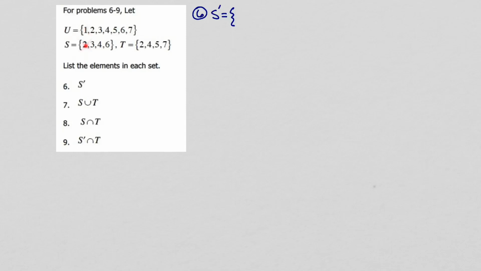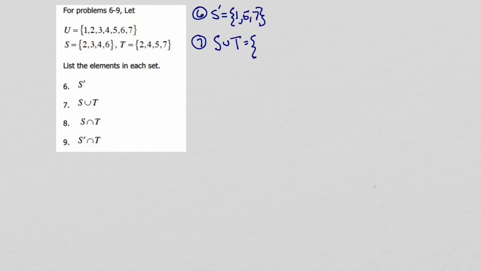Well, what do you not see in here? 1, 2 and 3 are in there. 4 is in there. 5 is not, and 7 is not. So what is outside of S that's still in here? Looks like it's going to be a 1, a 5, and a 7. Make sense? 1, 5, and 7 are in the universe, but they're outside of S.